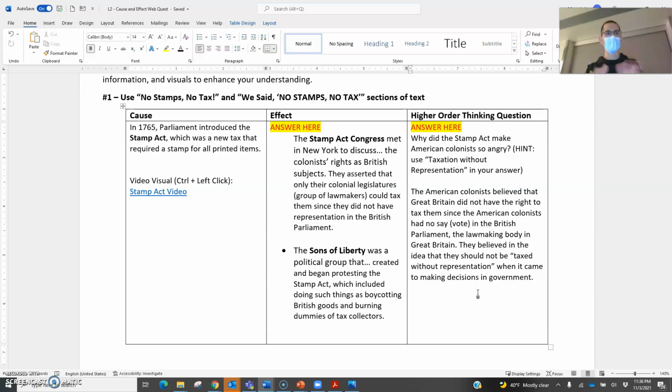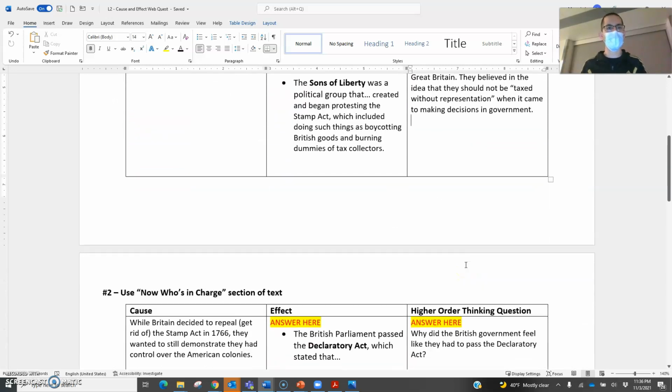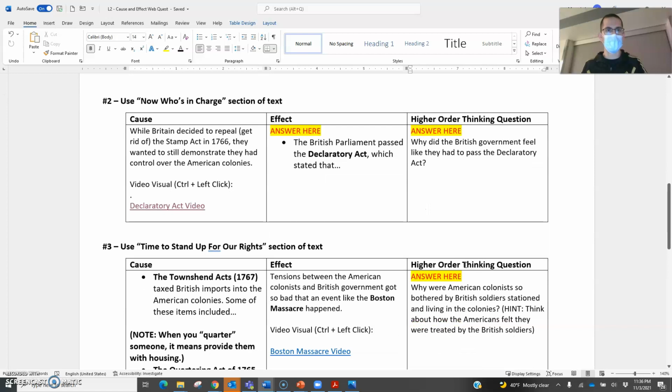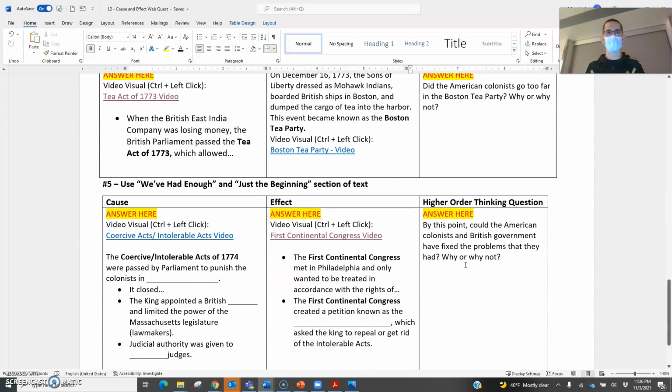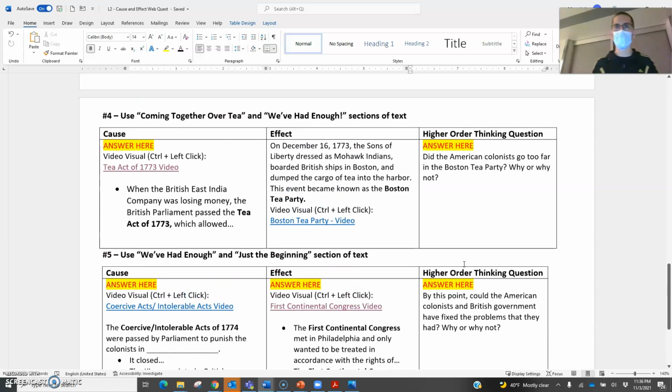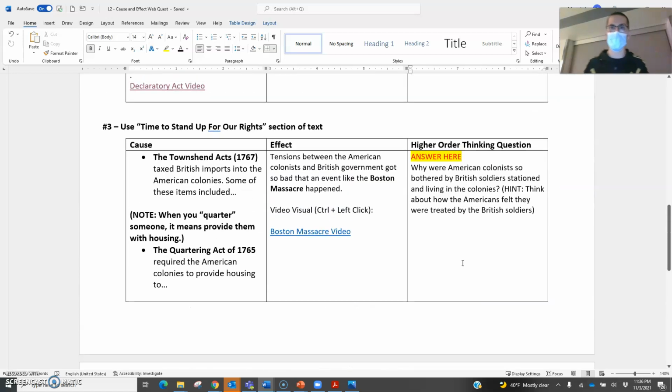All right, everybody. Now that we have gone over the very first example, what you want to do is continue working on numbers 2, 3, 4, and 5. All right, good luck. If you have any questions, let me or your teacher know.